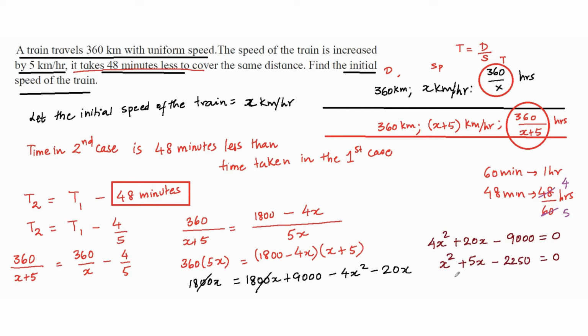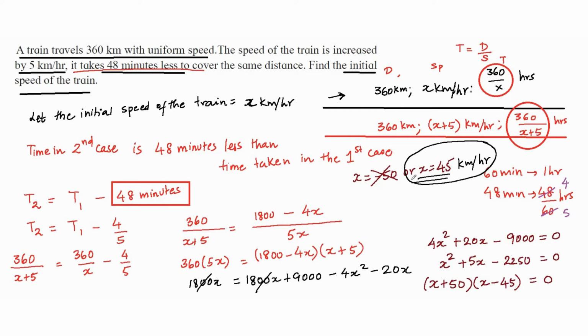Okay, so now this is the quadratic equation I have. I can factorize this as x plus 50 times x minus 45 is equal to 0, and therefore x is either minus 50, or x is positive 45. Now again, speed cannot be negative because we are considering that the direction of motion is in one particular direction. So we discard negative speed, and therefore x is 45 kilometers per hour. This is the speed of the train, the initial speed of the train.